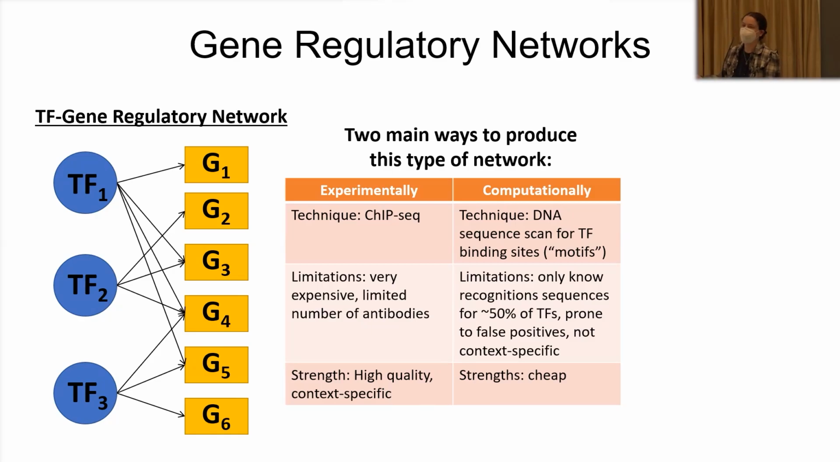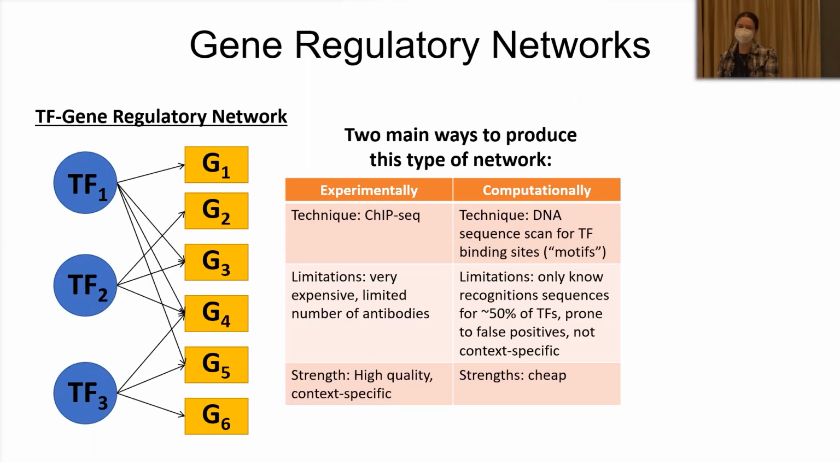The second is computationally. You can take something like a transcription factor and you know something about where it might bind in the genome based on its sequence. And say, okay, we know that there's a DNA sequence map to the transcription factor here, the promoter region of a gene. Let's just say that transcription factor regulates that gene.